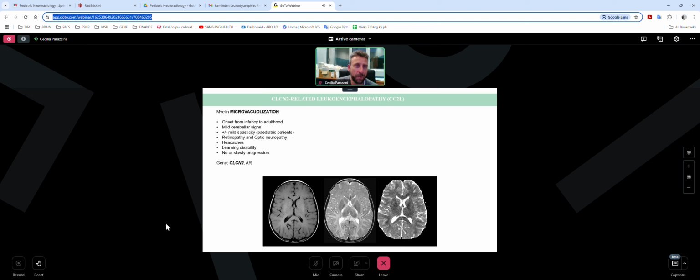Retinopathy and optic neuropathy can be observed, as also headaches and learning disability. The clinical course over time is quite stable, so we don't usually observe a significant progression of the signs and symptoms.